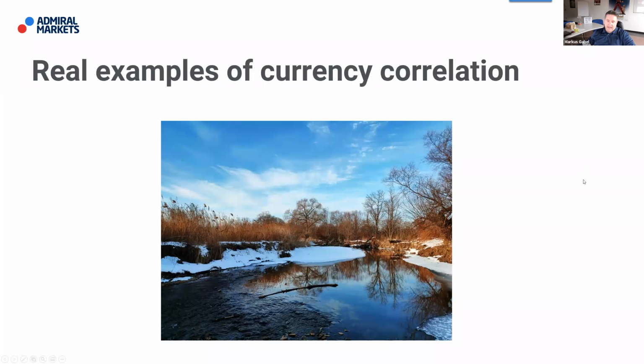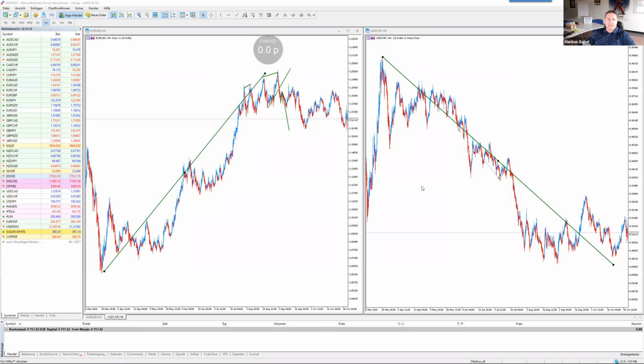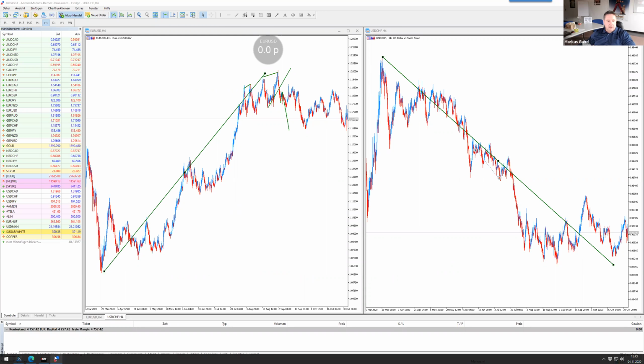So now, last 2 minutes, let's go to the example. So let's see. You see on the left side, for example, we have Euro USD. On the right side, we have US dollar Swiss franc.